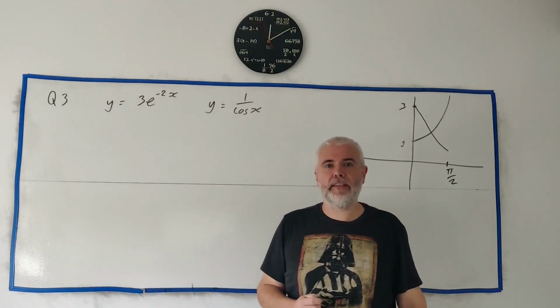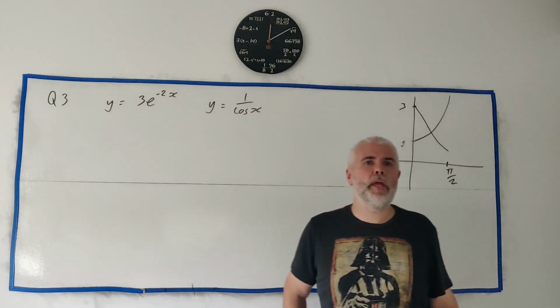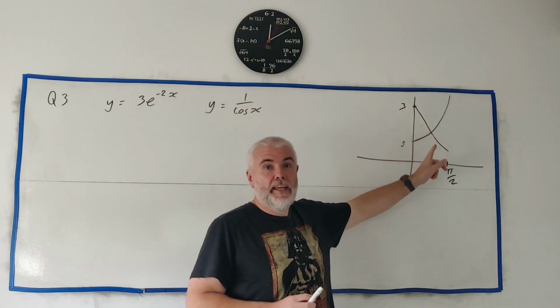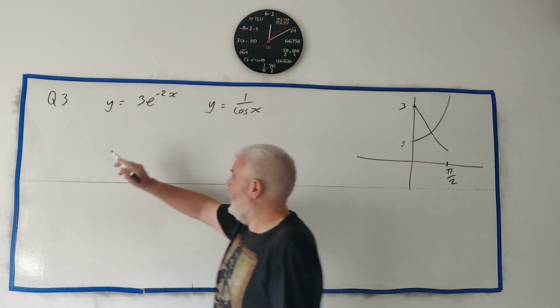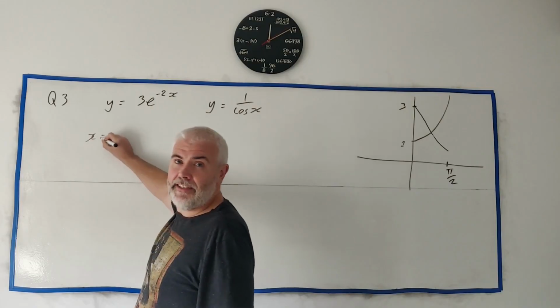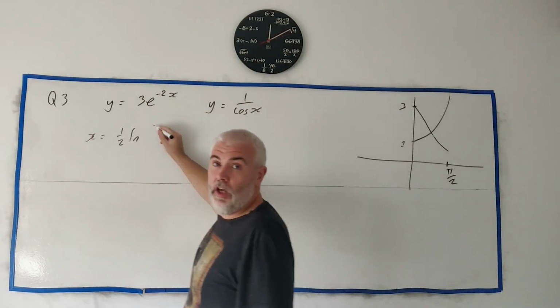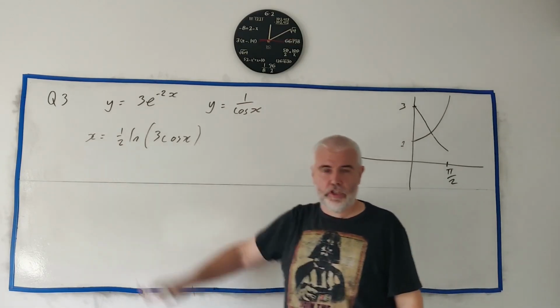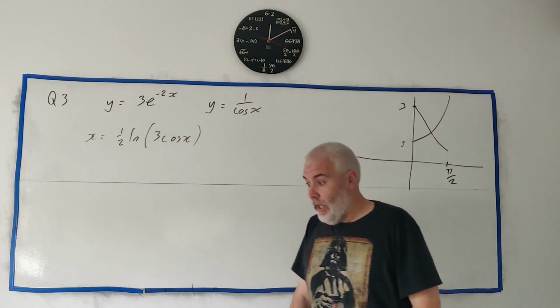Okay, for part B, they want you to show that the x coordinate of the point of intersection here is, let me write that out, x is equal to a half natural log of 3 cosine x. They want you to show that. Where did that come from?